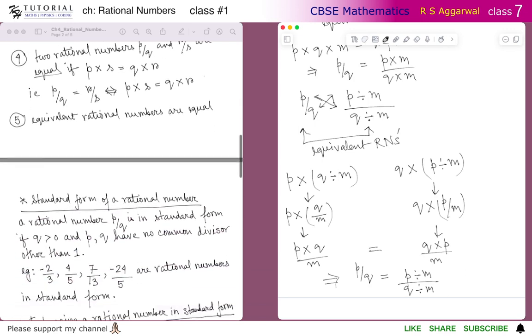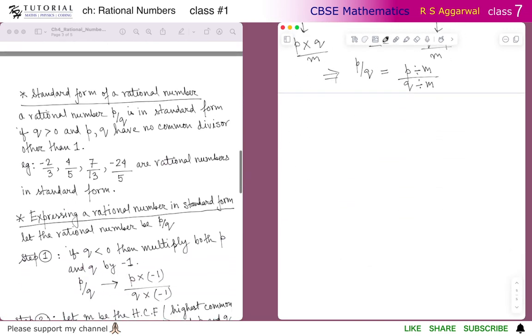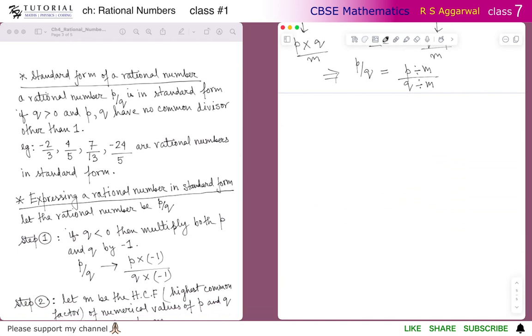Okay, what else? The standard form of a rational number. When do we say that a rational number is in standard form? A rational number p by q is in standard form when two conditions are satisfied. Number one, the denominator q is greater than 0, is positive, and the common divisor of p and q is 1, meaning p and q have no common divisor. Or we can also say that the HCF, the highest common factor of p and q, is 1.